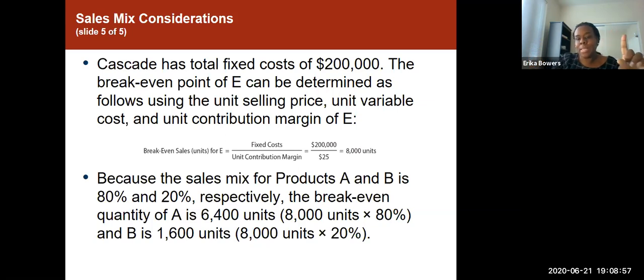So for product A, I must sell 6,400 units because I take 8,000, which is product E, but A is 80% of that. So that gives me the 6,400 units. And then I do the same thing for product B. Product B, so the total amount of units I need to sell is 8,000, but 20% of that would be B, and so it's 1,600. So I have to sell 6,400 of A and 1,600 of B to break even.